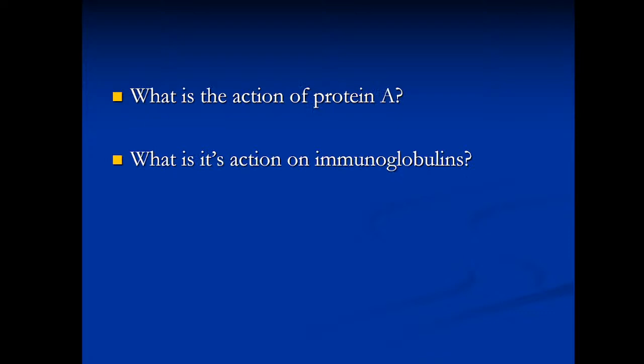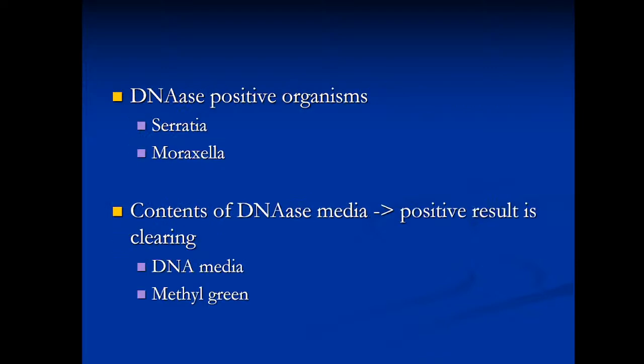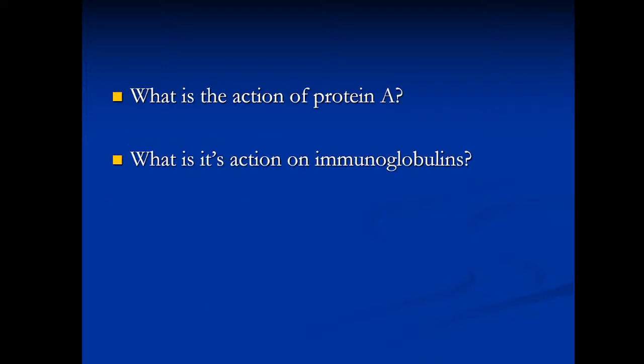Now, what about protein A? Protein A is another thing that you need to remember. Since we're talking about pathogenic determinants, DNase, coagulase, this time the next one is protein A. We have to talk about protein A as well because it's going to be responsible for the inhibition of phagocytosis.